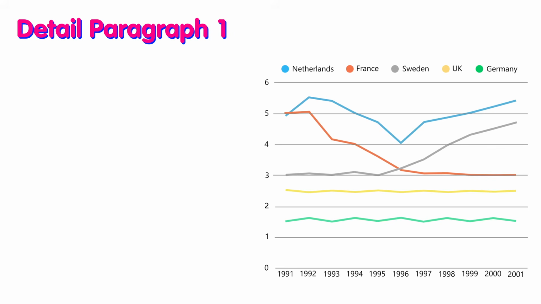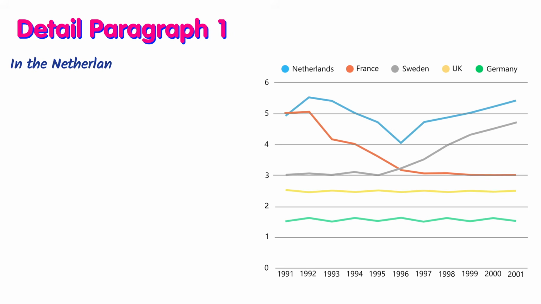And I have talked a lot about writing a line graph, and we always start with the beginning, right? Here we can compare the Netherlands and France. And as you can see, France is a little bit higher than the Netherlands. The Netherlands is around 4.9%, and France is 5%. So we can start writing about this.